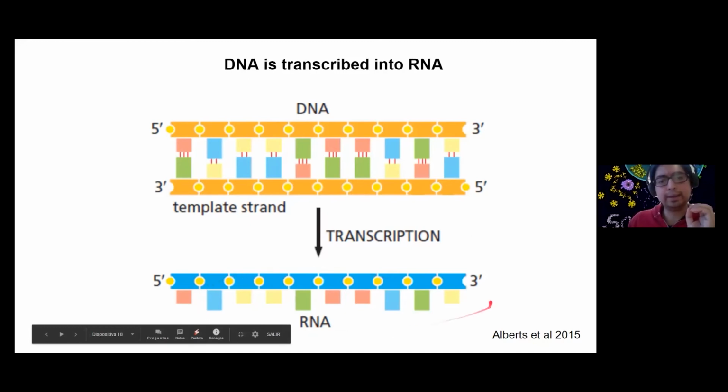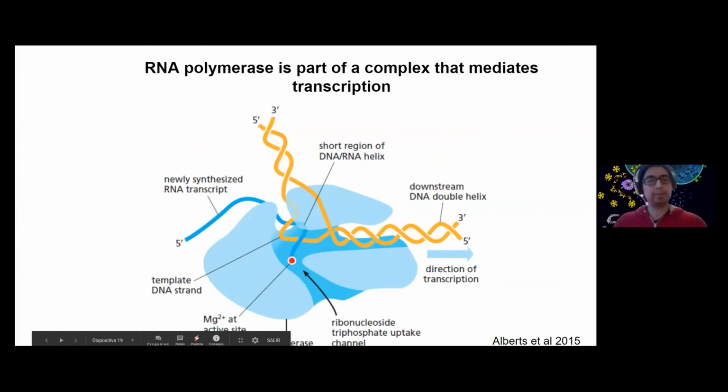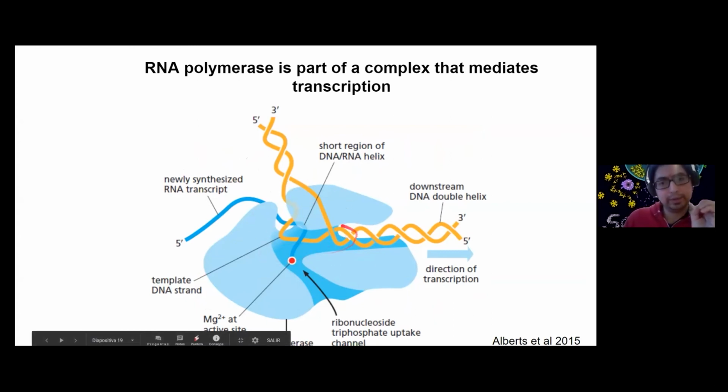But RNA is a single strand, and it will be the first step in gene expression, from DNA to RNA. So we'll watch this. After this, we'll watch a video, and then we'll have a break, a summary, and a break. So this is just the last slide where the polymerase is a protein that will be key during transcription.